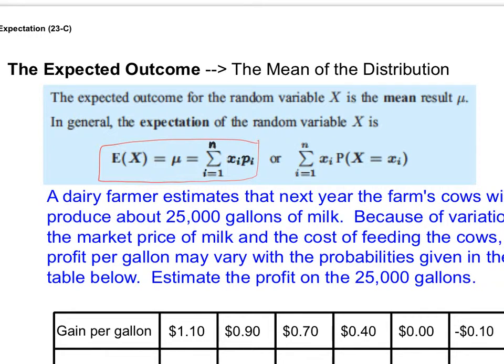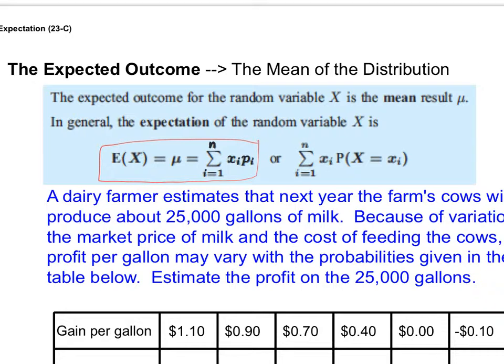Wait, sorry, what's x sub i again? X sub i is the individual score, and p sub i is that score's probability. So we're taking each score and multiplying it by its probability. What do you mean by each score? Each possible outcome. The one on the IP had 1, 2, and 3, and then you had the probabilities. You would take 1 times its probability, 2 times its probability, 3 times its probability. And then this sum means we're going to add all of those products together.